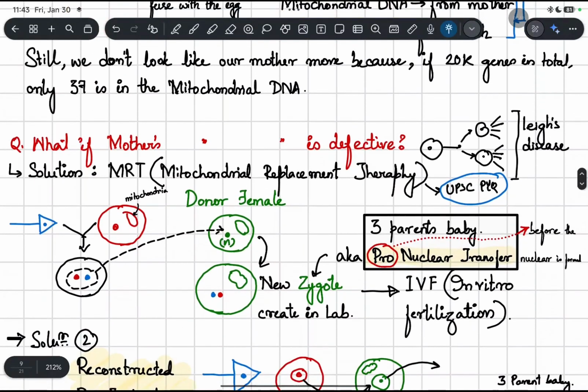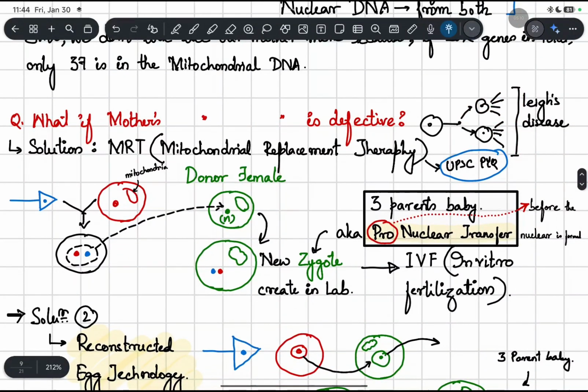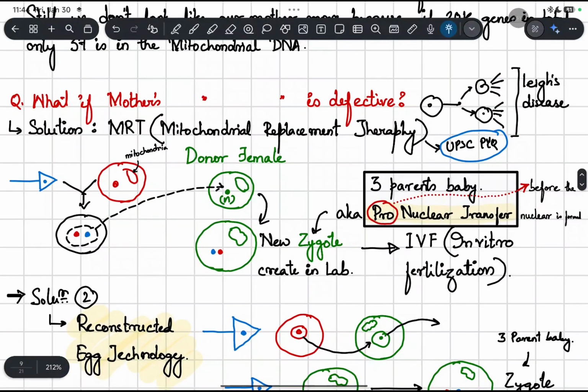So now another question: what if during cell division or during reproduction, the mitochondrial DNA or the mitochondria is faulty, right? The mitochondria is defective. So the obvious solution is mitochondrial replacement therapy. In case the mitochondria is faulty, only the faulty mitochondria divides further, right? That gives birth to Leigh's disease, right? So what is the solution? It is mitochondrial replacement therapy.